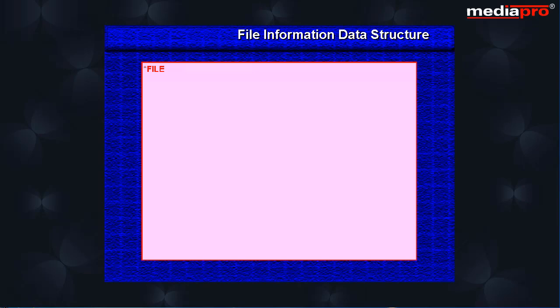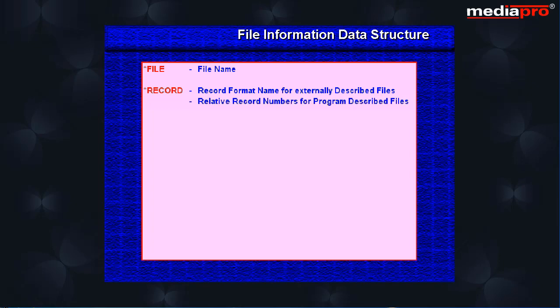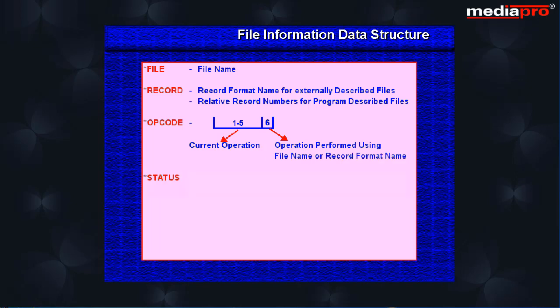The field associated with *FILE will contain the file name. The field associated with *RECORD will contain a record format name for externally defined files and a relative record number for program-described files. The first 5 positions of the field identified by *OPCODE are used to describe the current operation. The last position indicates whether the operation was performed using a file name or record format name.